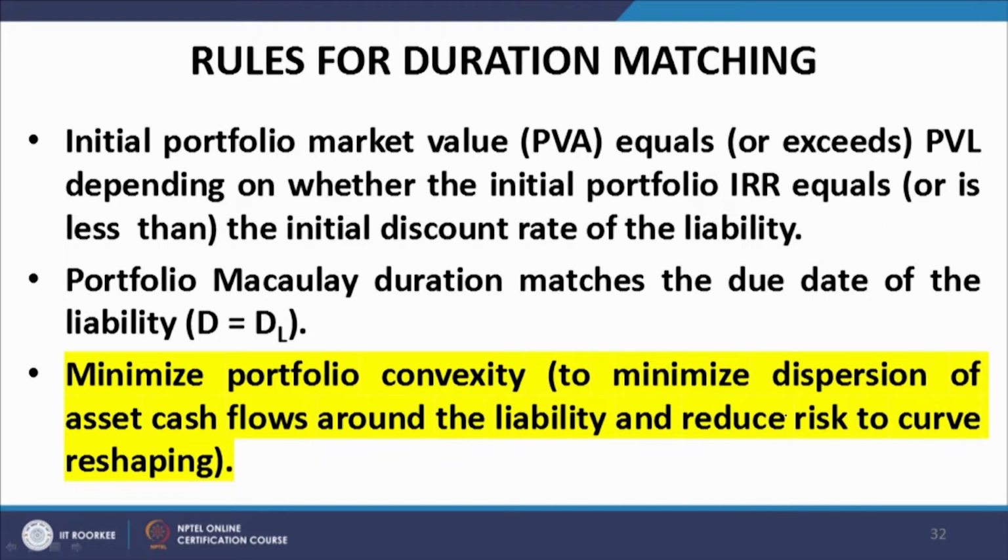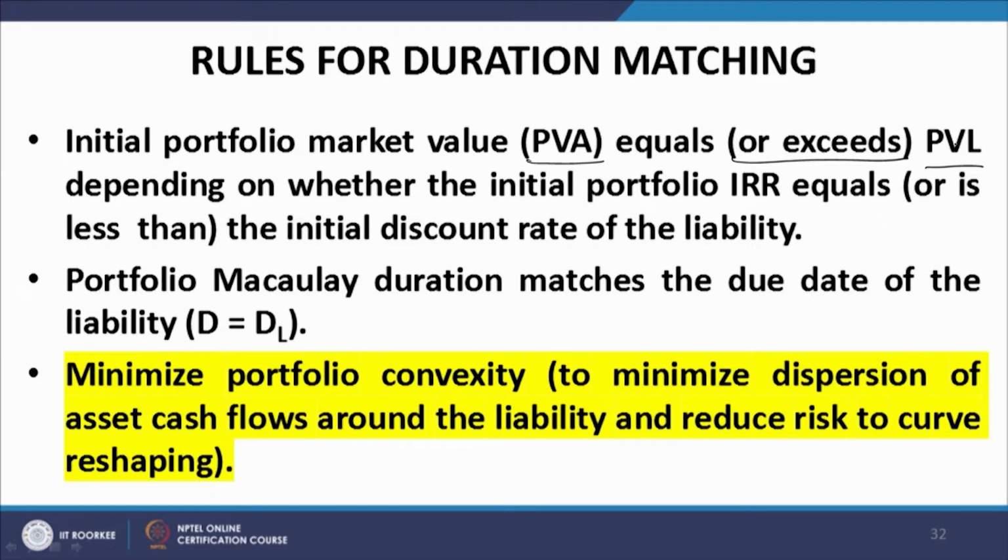Rules for duration matching: initial portfolio market value, present value of assets, equals. So, these are the rules when we try to immunize a liability using a portfolio of assets, a portfolio of bonds. Initial portfolio market value, present value of assets, equals or exceeds the present value of liabilities, depending on whether the initial portfolio IRR, that is the IRR before any shift, the IRR at the time of planning, equals or is less than the initial discount rate for the liability.